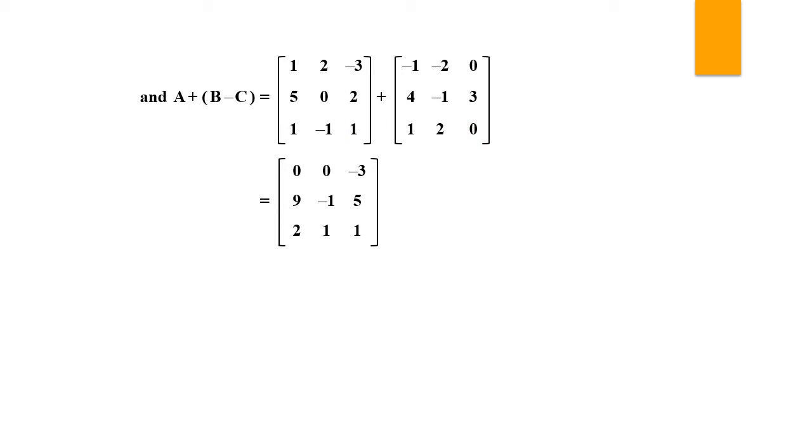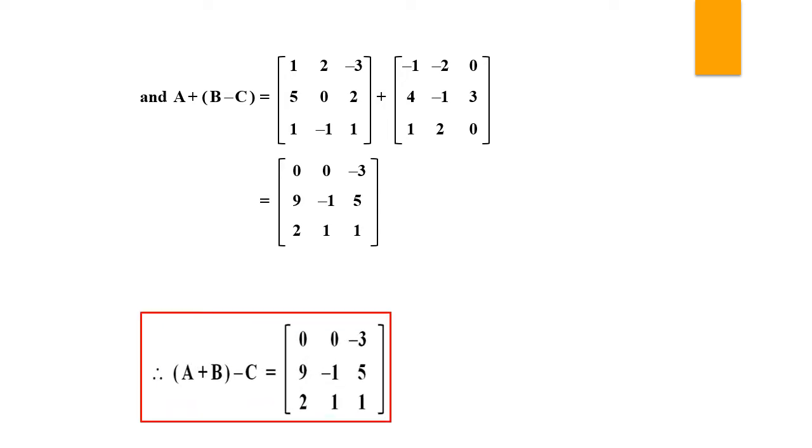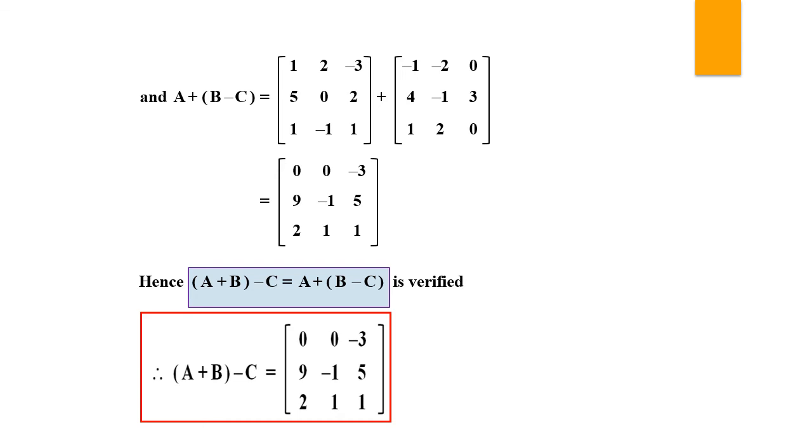So we get the matrix A plus B minus C, and then we can write A plus B minus C is equal to A plus B minus C. Okay, and hence it is verified. Next, we will consider another example.